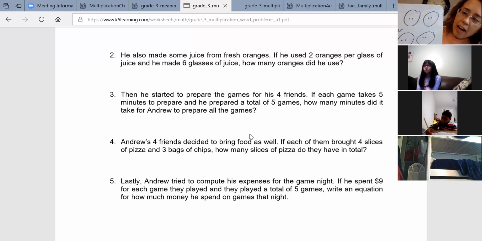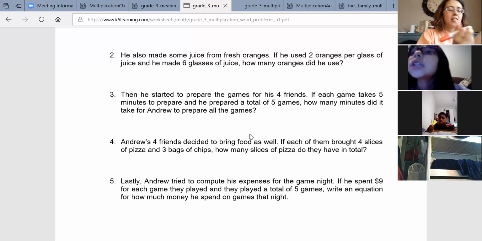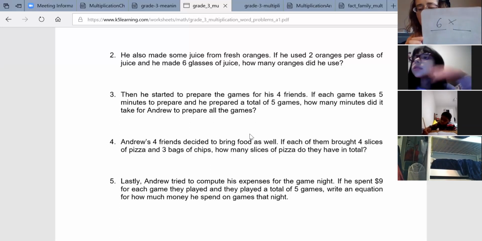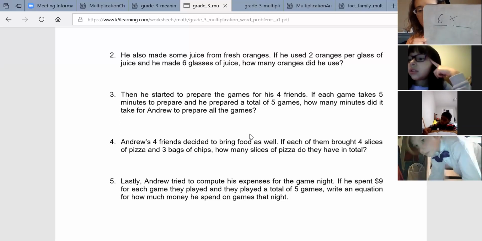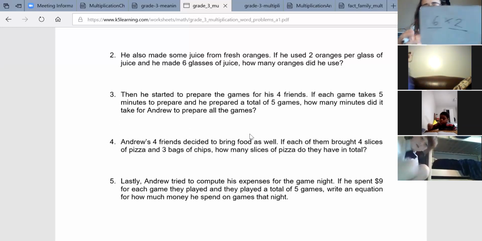So how many groups do you got? The big groups? The big groups are 6. Good. So 6. And then how many oranges in each group? 2. So read that for me.